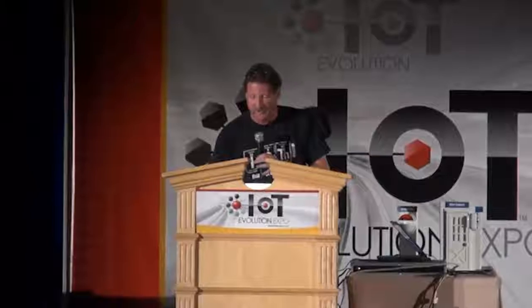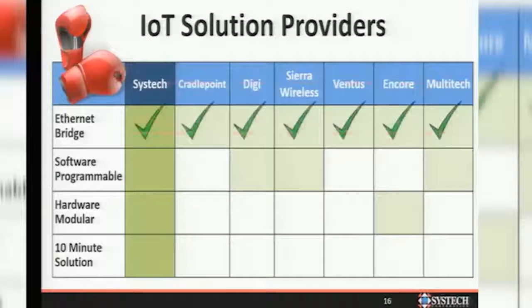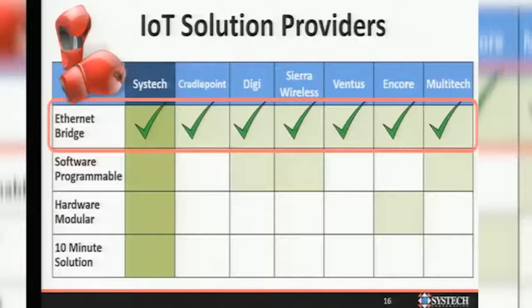Now, since this is a battle, we want to talk a little bit about competition. Obviously, there's competition. There are other people that make gateways. So how does this compare? Let me just give you a little help here. Using a device as an Ethernet bridge is pretty straightforward in an IoT-type application. A lot of people do that, and we do that pretty well.